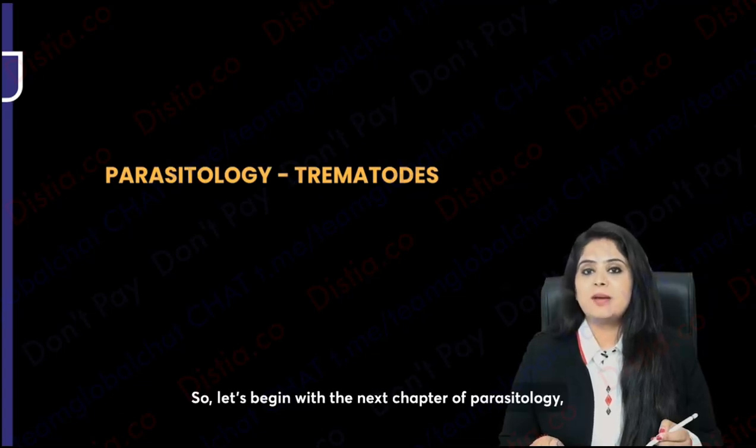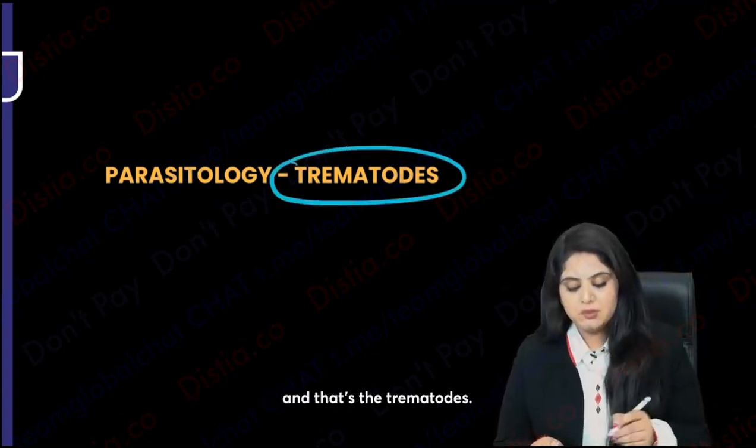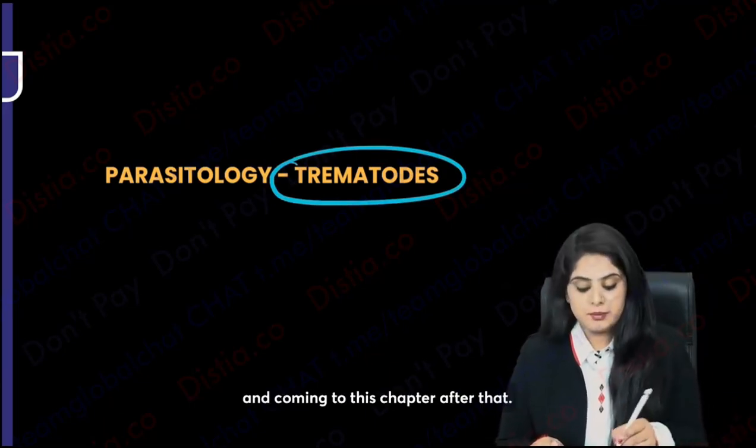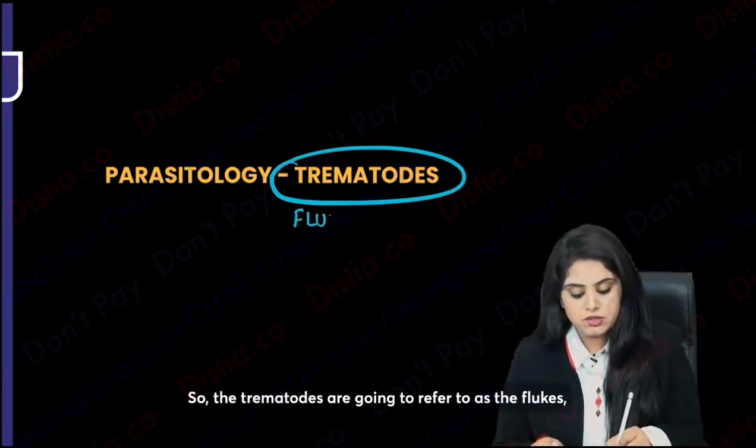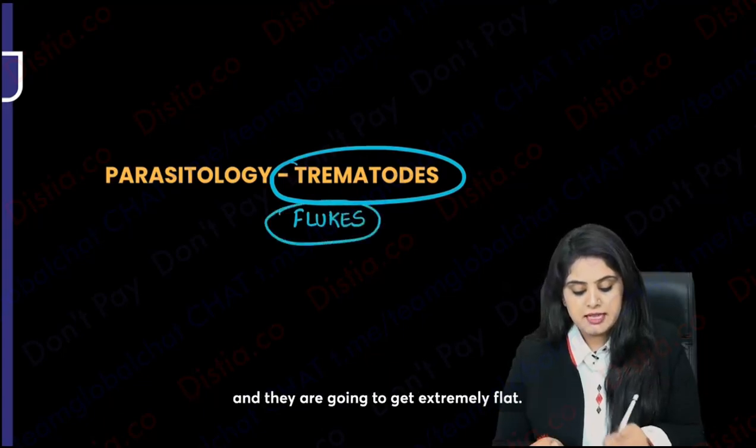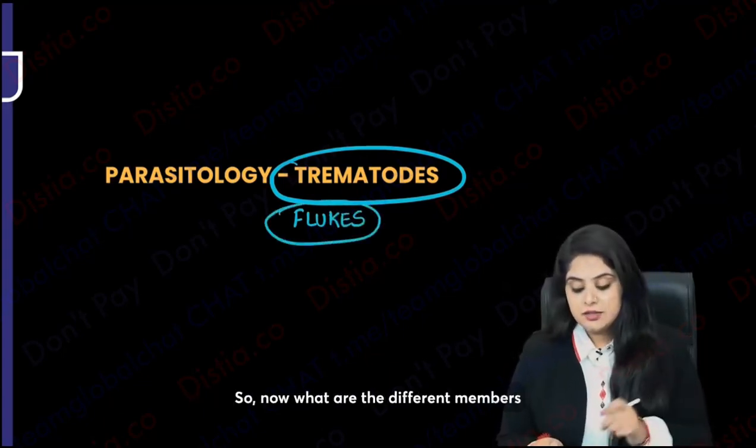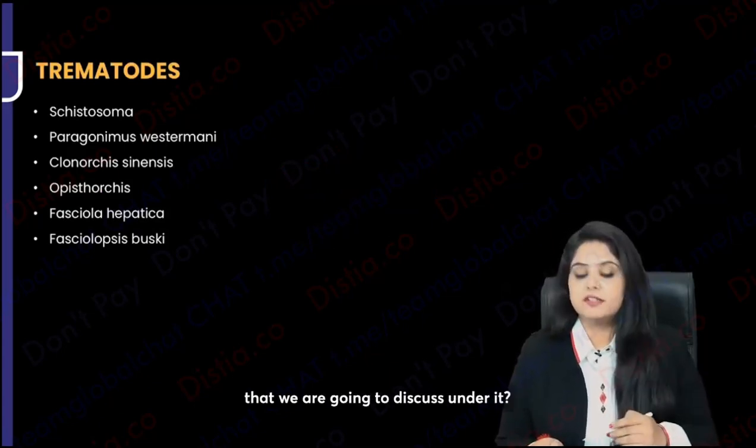So let's begin with the next chapter of parasitology, and that's the trematodes. I hope you've already read the cestodes and are coming to this chapter after that. The trematodes are what we refer to as the flukes, and they look extremely flat. So now, what are the different members that we're going to discuss under it?